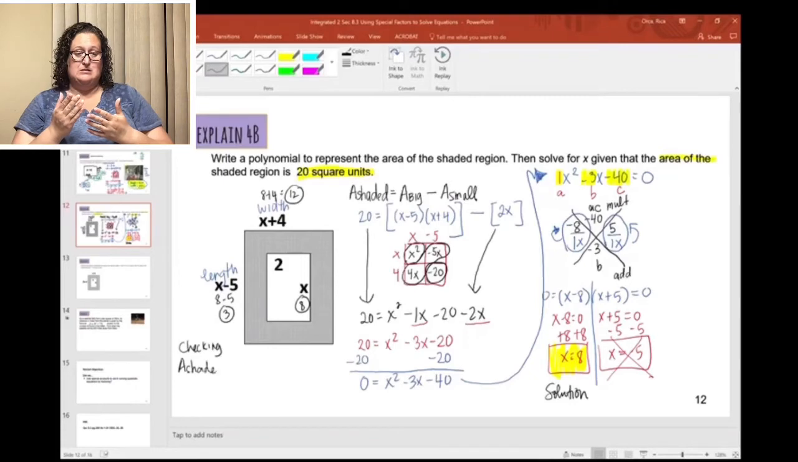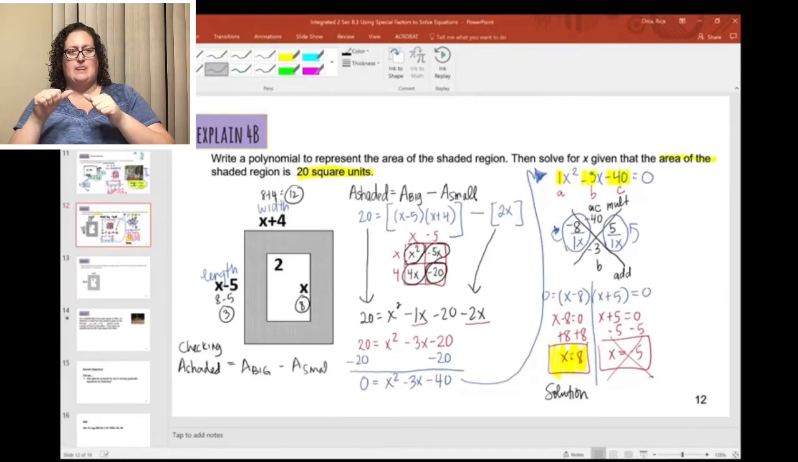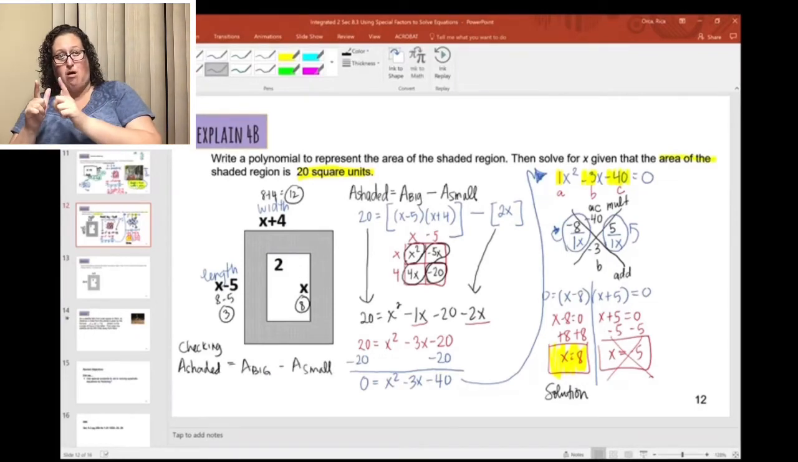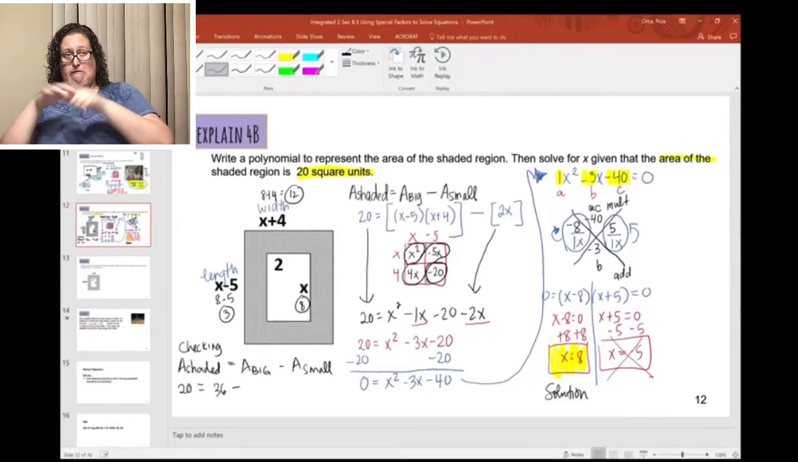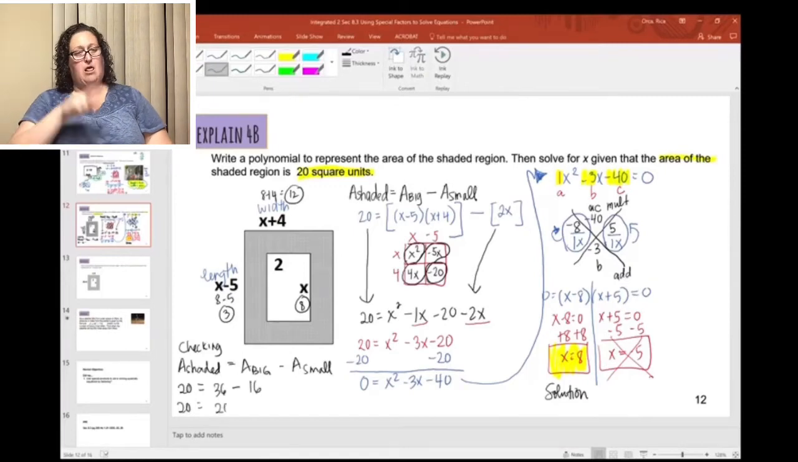area of the shaded region is supposed to equal the area of the big rectangle minus the area of the small rectangle. In the problem, it states that the area of the shaded region is 20. The area of the big rectangle is 3 times 12, which is 36, minus the area of the small rectangle, that's 2 times 8, which is 16. And 36 minus 16 is 20. So it checks, which means that x equals 8 is our solution.